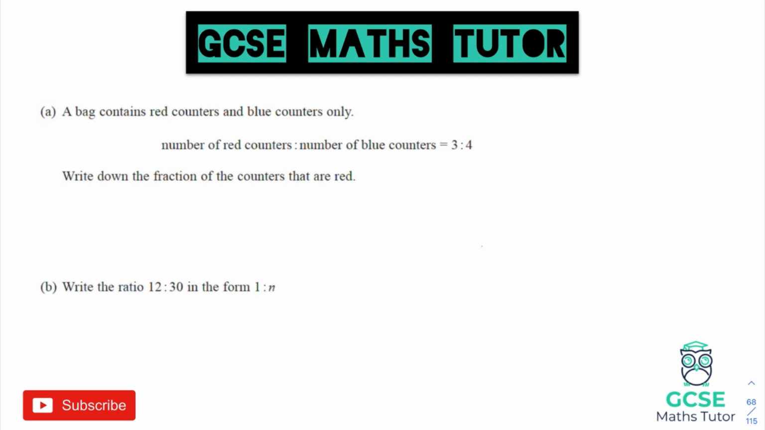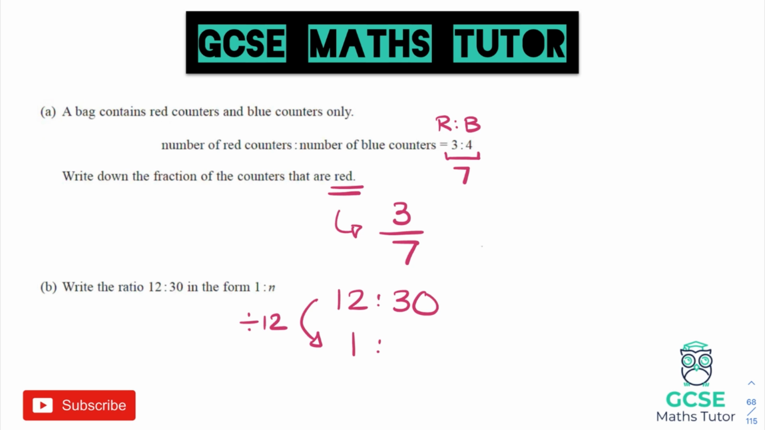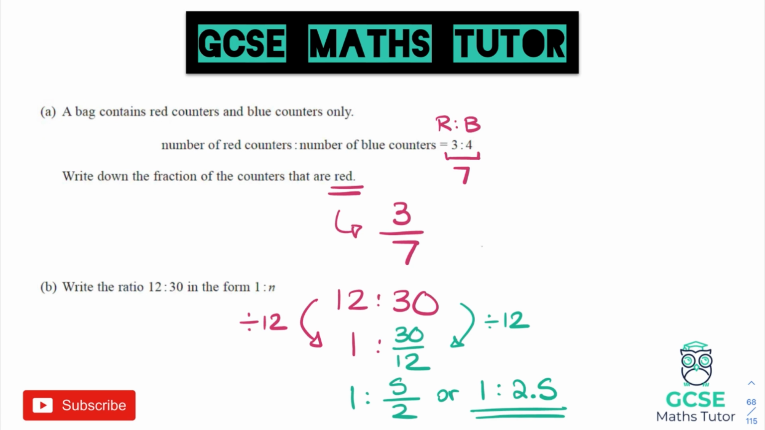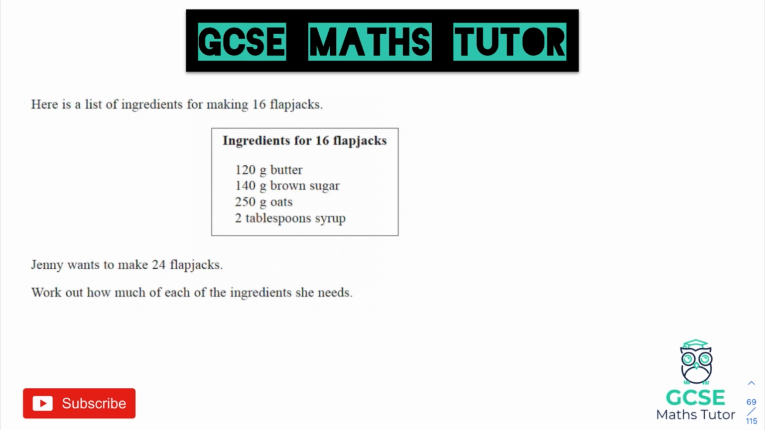If you have to write a fraction from a ratio, remember to add up the total in the ratio. So this one adds up to 7, and it says how many are red as a fraction. Well, 3 of them are red, so that would be 3 out of 7. If you're also asked to write in the form 1 to n, remember that just means that the number in the position where the 1 is needs to turn into 1, so here we'd have to divide by 12, and our other number could be written as a decimal or as a fraction.